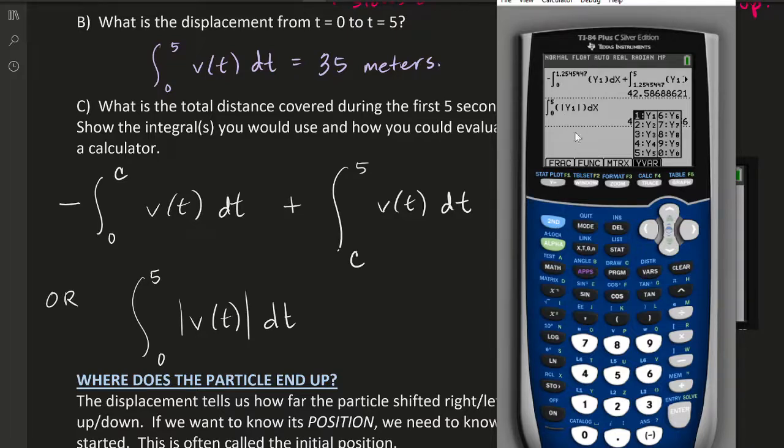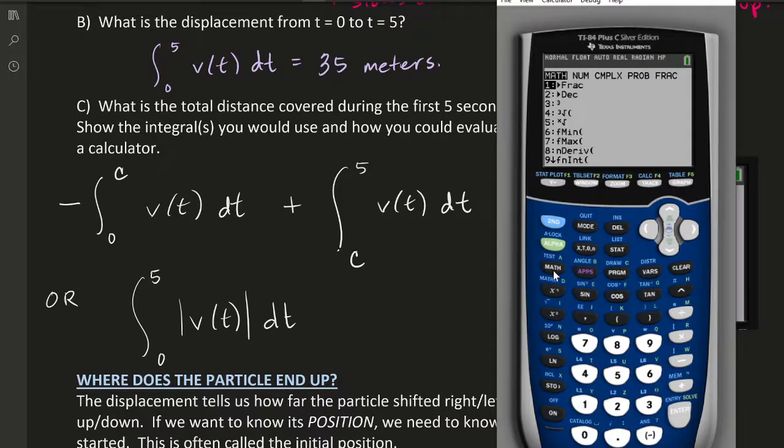Now, just a side note, to get to the absolute value function, if you're unfamiliar with that, it's in the math option, and if you go over 1, there it is, absolute value. So math over 1 to numerical, and that'll give you quite a few options. It's always kind of fun to explore those menus.